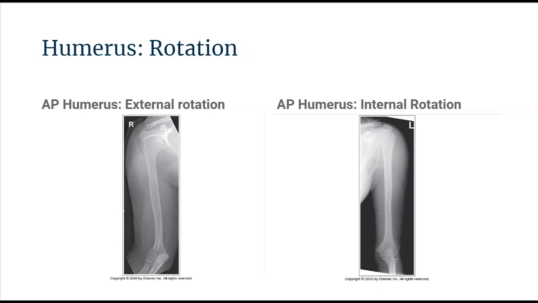So in the second projection, you can see the example of internal rotation. The greater tubercle is not in profile, and the radial ulnar relationship there is internally rotated, with the bones superimposing each other.